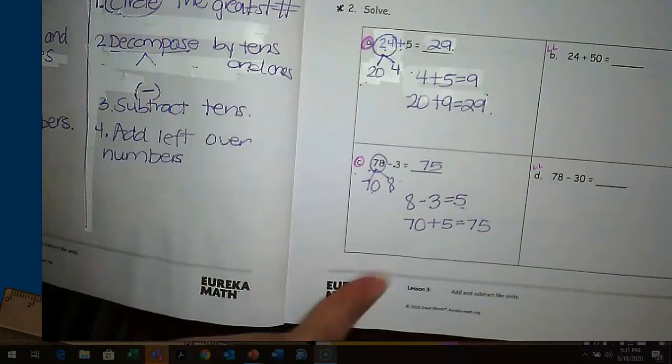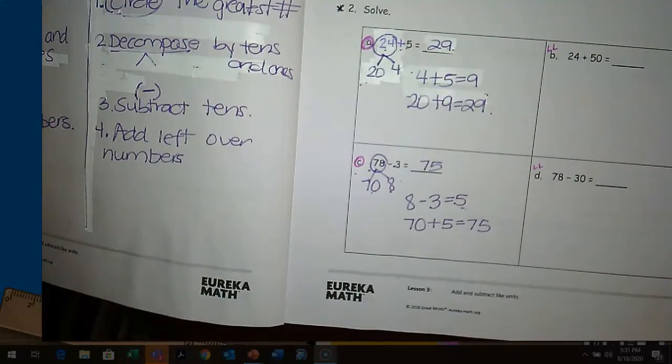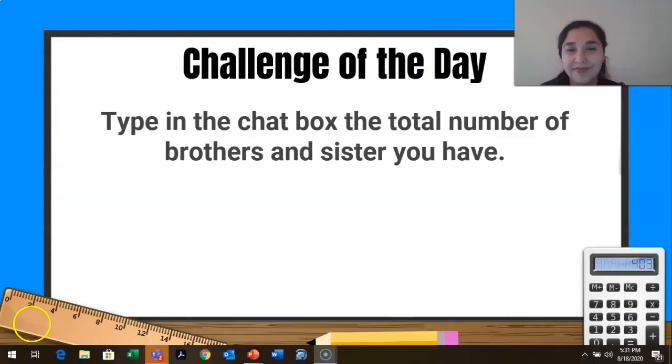Those are the only problems that we're going to solve right now. We'll work on the rest of the problems when we go to class. Thank you for your hard work.